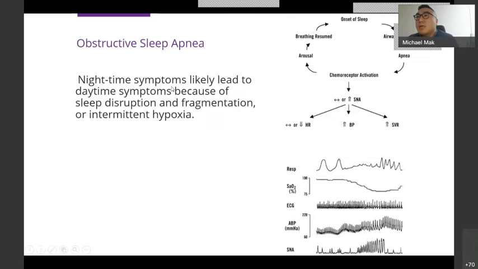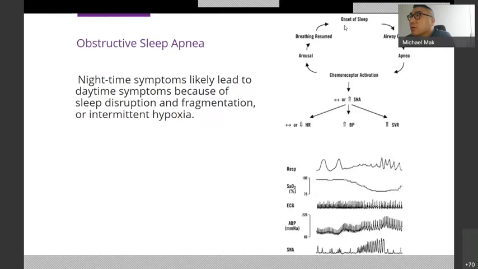Well, they are related because nighttime sleep disruption and fragmentation and drops in oxygen actually cause your brain to have to wake up any number of times to restart the breathing. That's the bottom line. That's why those things are connected. So on the right-hand side here, I have a diagram that explains this in a way that's easy to understand.